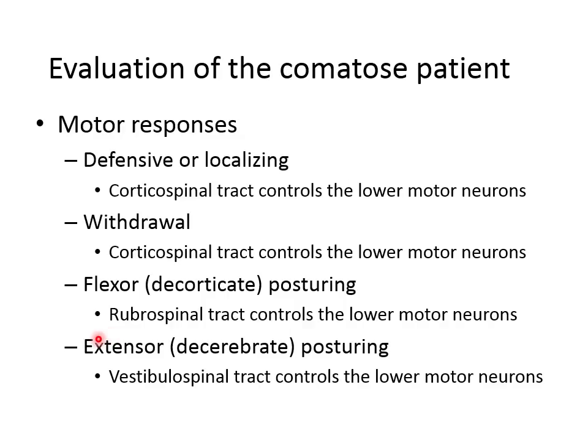Whereas if there is extensor posturing, that is, the arm is extended, the legs are extended, then it indicates that the damage is below the red nucleus, that is below the midbrain, and that the vestibulospinal tract is dominating and is still active. The vestibulospinal tract starts out in the vestibular nuclei near the pontomedullary junction. So if there's decerebrate posturing, it indicates that there is damage just above the pontomedullary junction. And if it's bilateral, it's at the midline. Take a look at that.